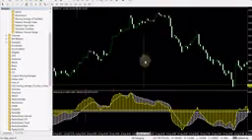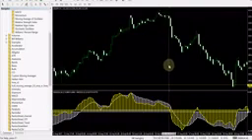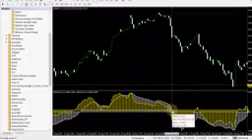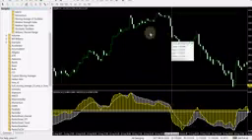We look for the next trade. The next trade actually is a sell trade over here, because the small MACD crosses below the zero line, and the white MACD, or the big MACD, is pointing downwards. So this is a sell position.